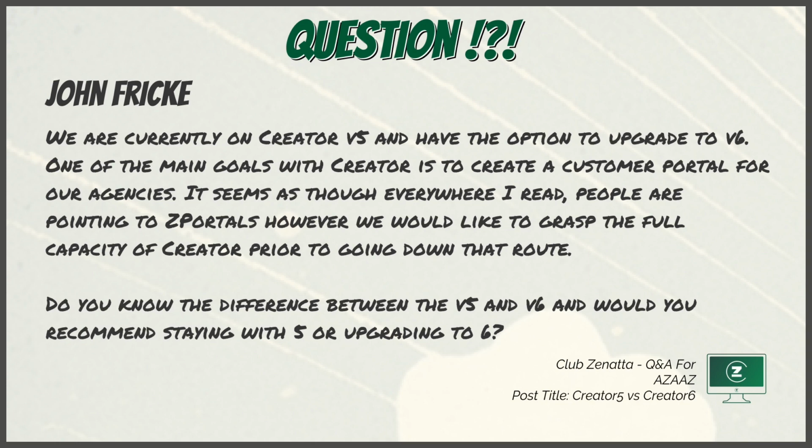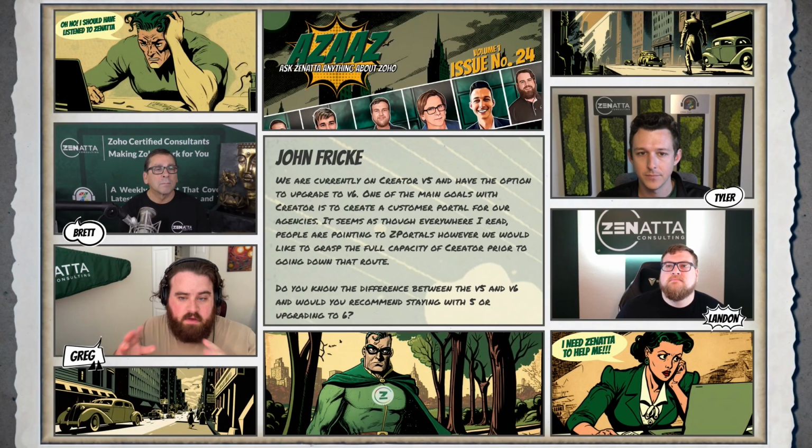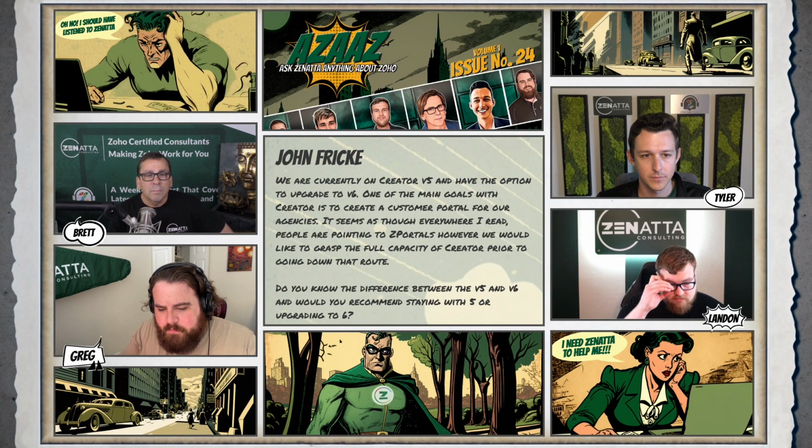Anyway, our next question comes from Club Zenatta from John Frick. We are currently on Creator V5 and have the option to upgrade to V6. One of the main goals with Creator is to create a customer portal for our agencies. It seems as though everywhere I read, people are pointing to Z portals. However, we would like to grasp the full capacity of Creator prior to going down that route. Do you know the difference between V5 and V6 of Creator? And would you recommend staying with 5 or upgrading to 6? So kind of big questions here.